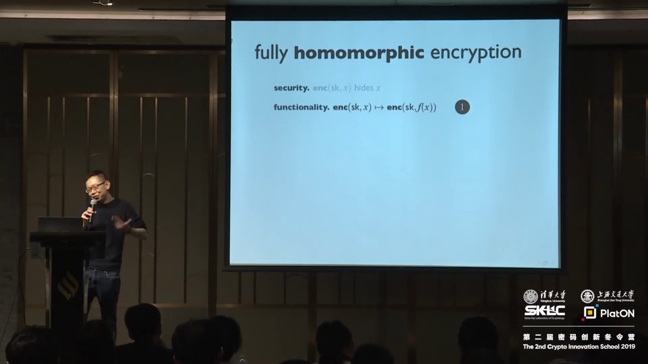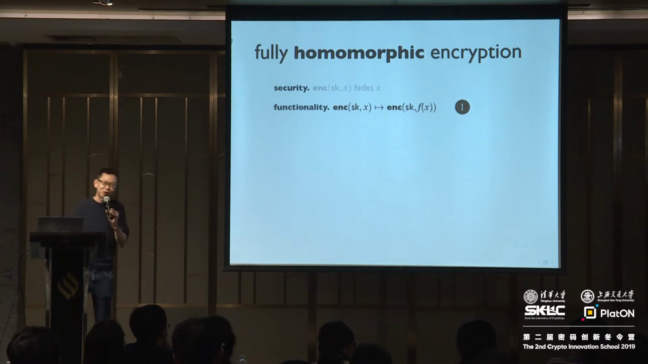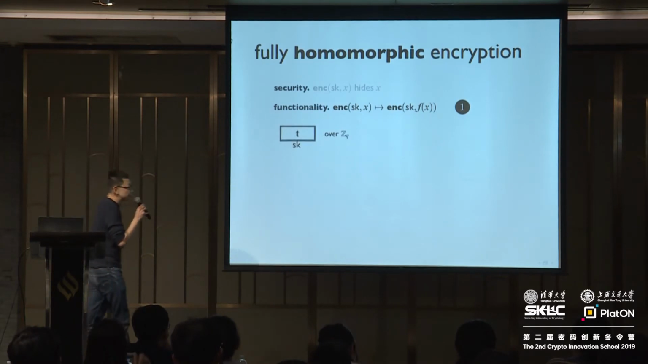If I give you X in the clear, it seems like it's going to be really hard to turn it into a secure encryption. So here's our first aim: to construct an encryption scheme that's fully homomorphic, ignoring the security requirement, which says that you should not learn X. Alright, so here's what the encryption scheme looks like.